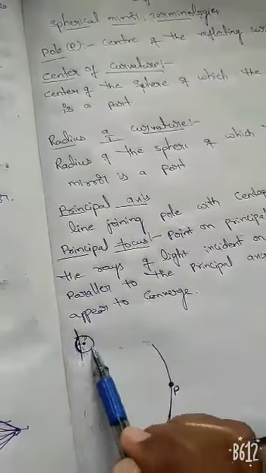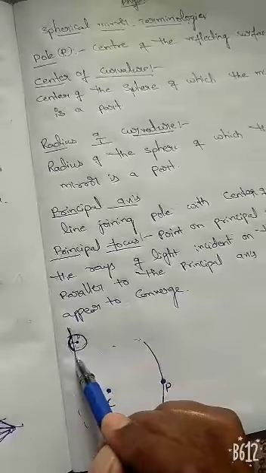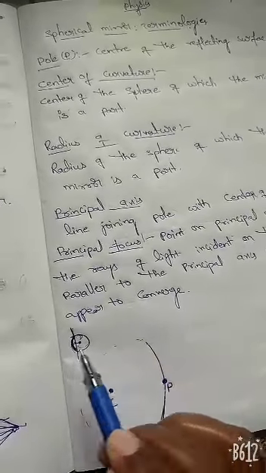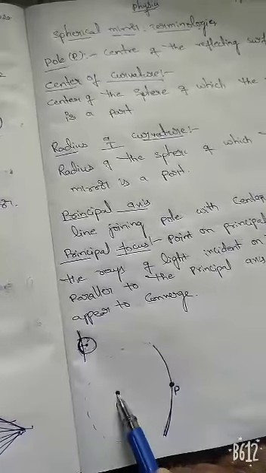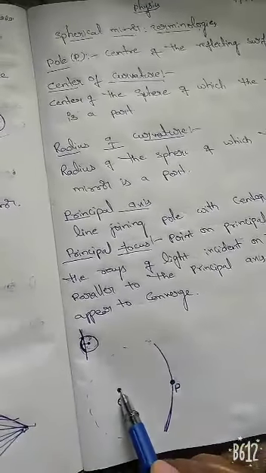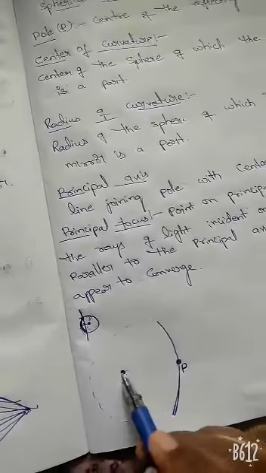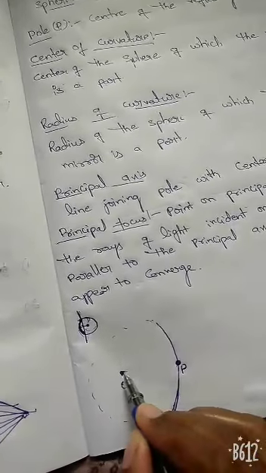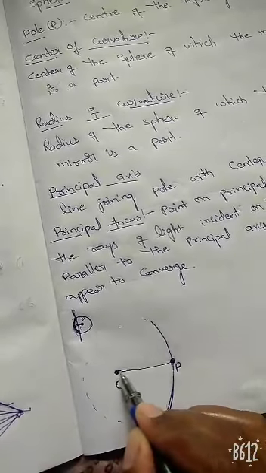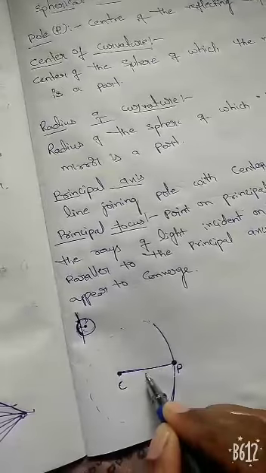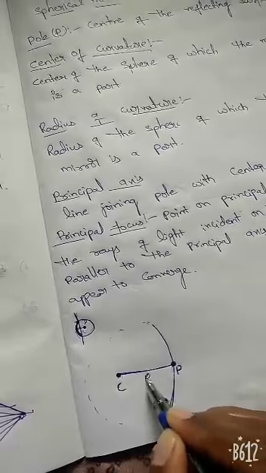Here this is a sphere. We are taking the part of the sphere as a reflecting surface. So this will be the center. If this will be the center, the distance from the center to the point is nothing but the radius of curvature. So this will be your radius of curvature, which is denoted with R.